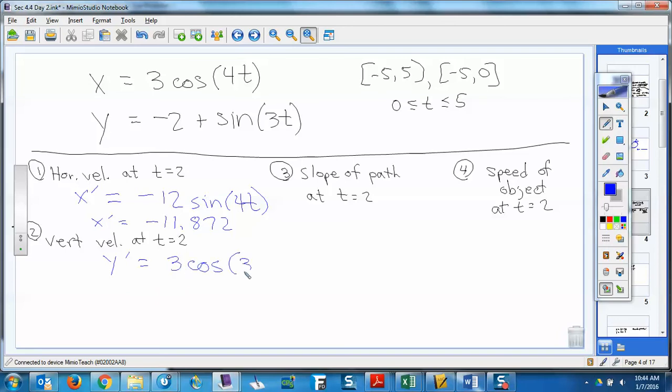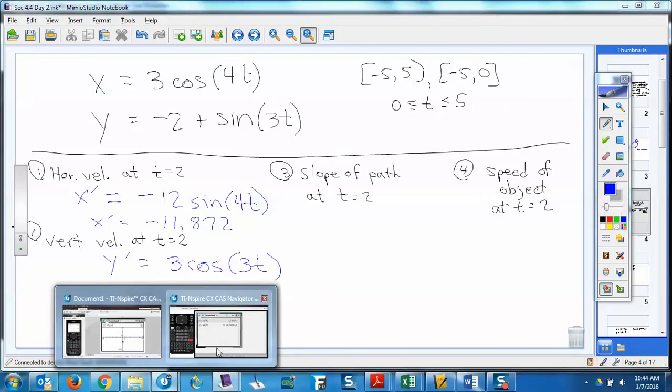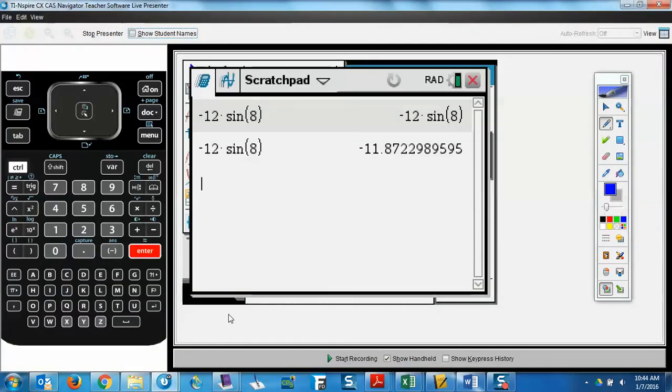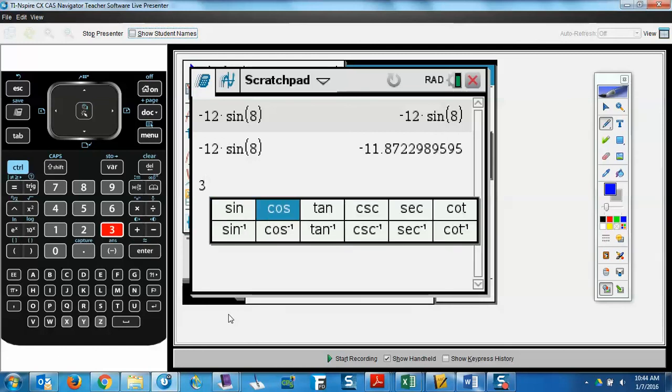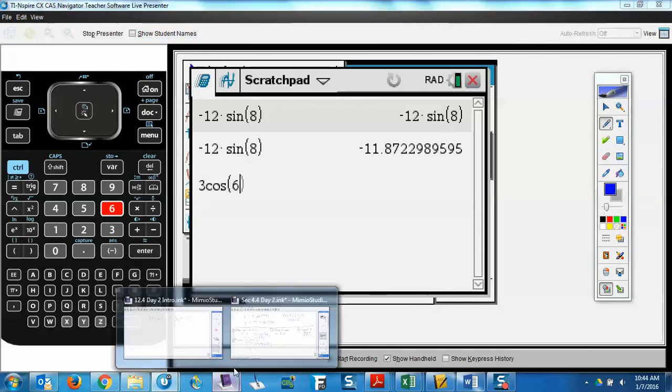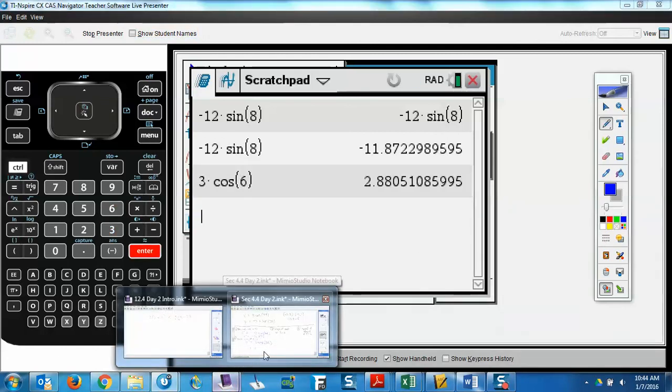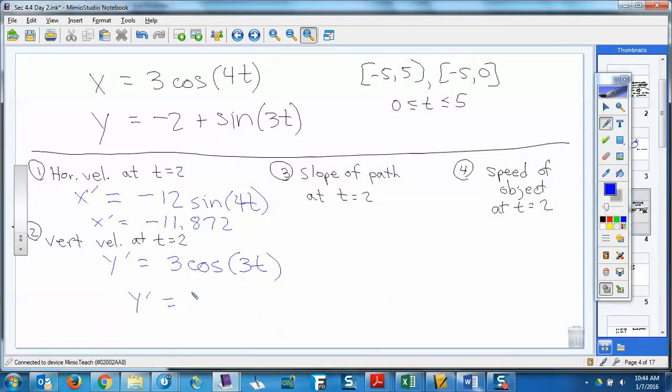3 cosine 3t. Since we're using our calculators, you could actually let the calculator do it. But they're pretty easy, right? So we're going to do y prime, which would be the derivative of the y equation. How much, Caleb? You said it was 3 cosine 3t, so 3 cosine 6. Did I do that right? 2.881.